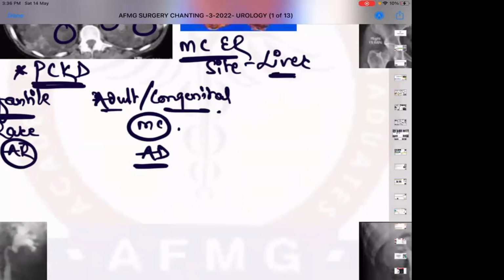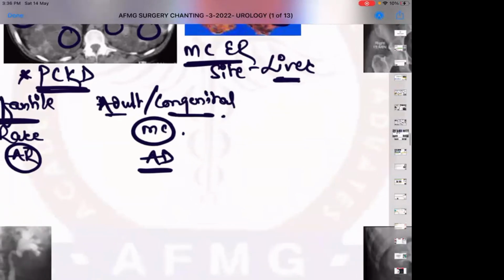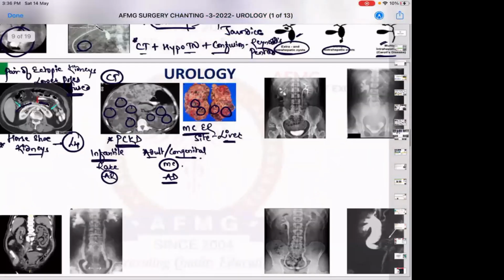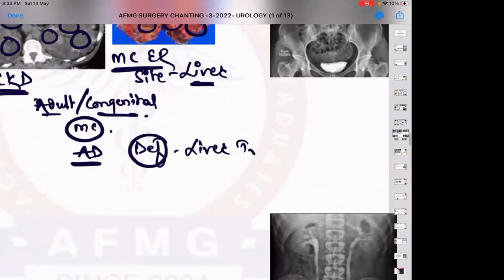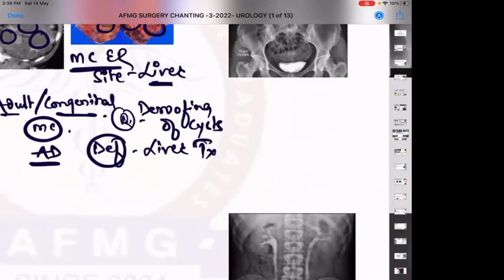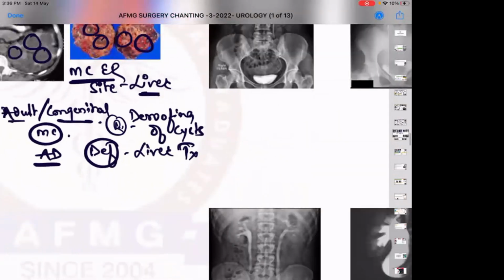What is the definitive management? Definitely the definitive management for this condition is liver transplant. Okay. So if they ask you what is the definitive management, the answer is liver transplant. But in initial stages we can perform de-roofing of cyst. And the most common cause of death, anybody? Most common cause of death is due to hypertension related complications. याद रखना. No issues with this.